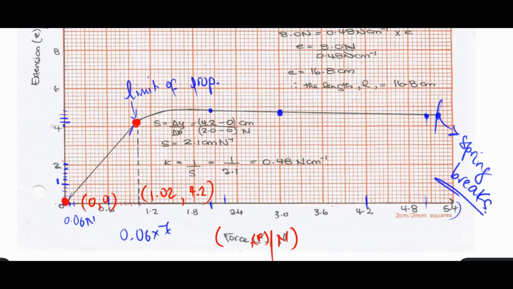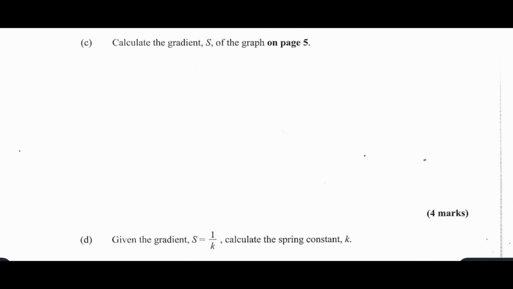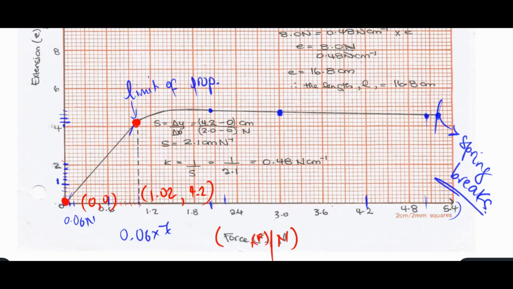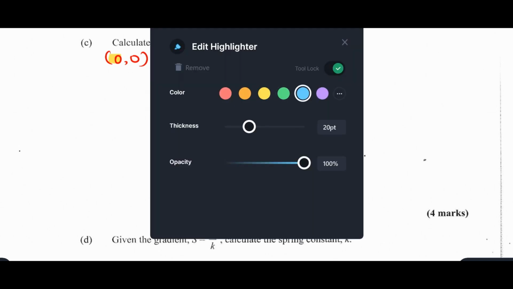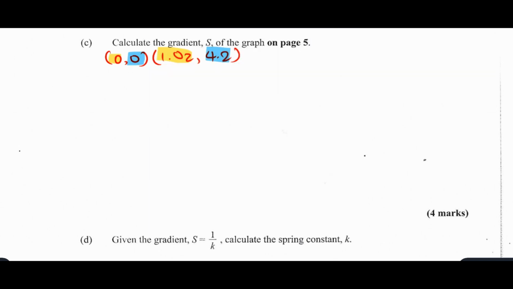So 0, 0, and 1.02, 4.2. Now you want to find out what you're going to use for your x values and what you're going to use for your y's. These are your x values for starters, and these would be your y's. Now you need to indicate what you're going to use for x1, y1, x2, and y2.